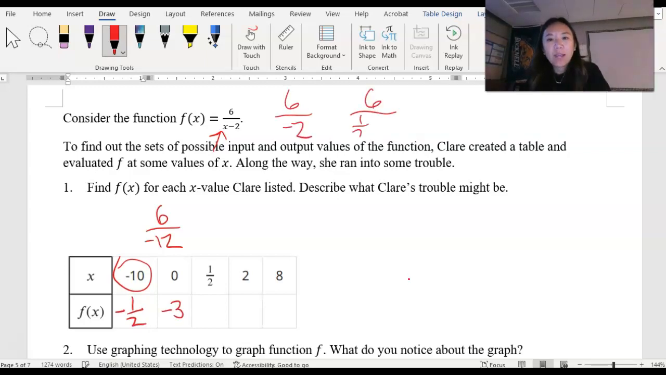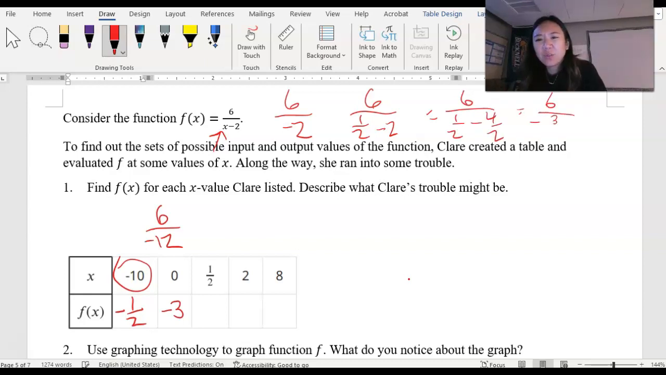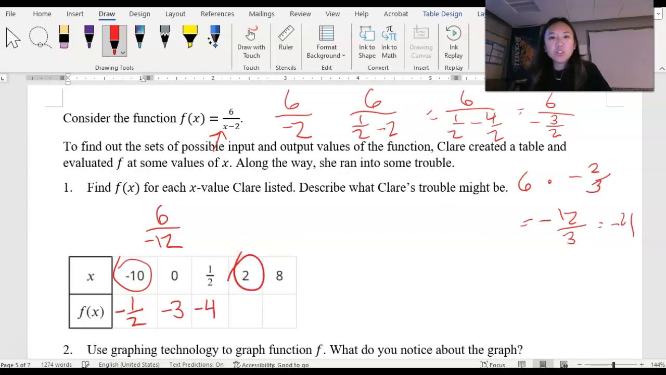6 divided by 1/2 minus 2. This would be 6 over 1/2 minus 4 over 2, or 6 over negative 3 over 2. Remember, when we divide fractions, we keep, change, flip, or multiply by the reciprocal, so negative 2 over 3, and we would get negative 12 over 3, which equals negative 4. Now what happens when we put 2 in here? We have 6 over 0, and we are not allowed to do this, so there is no answer for that. And then 6 over 8 minus 2 would be 1.